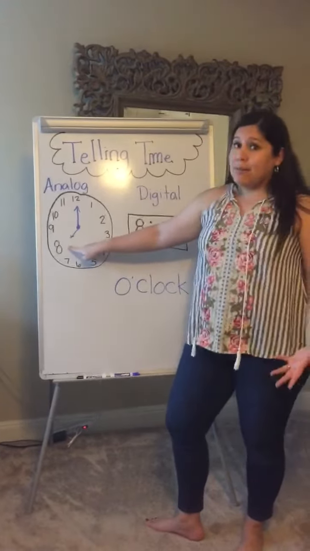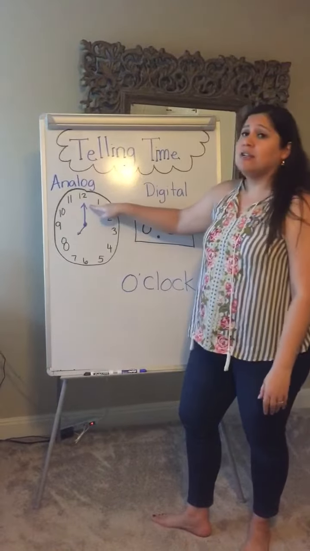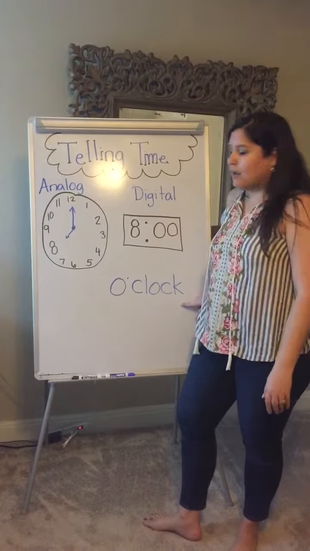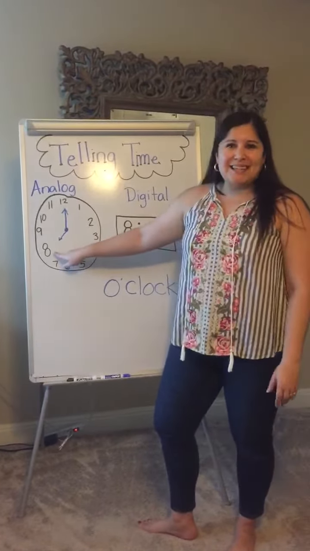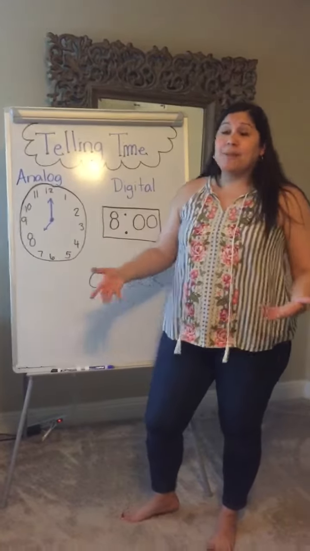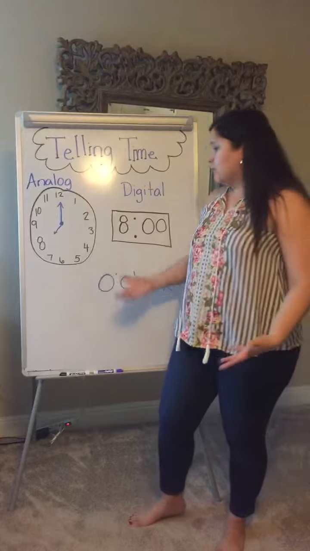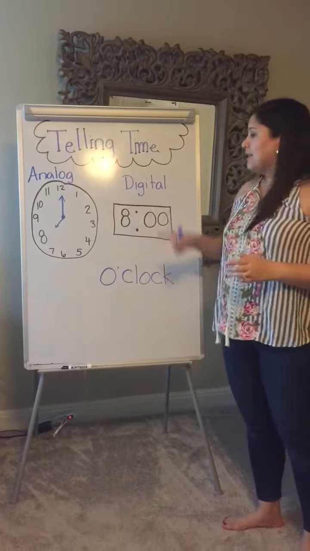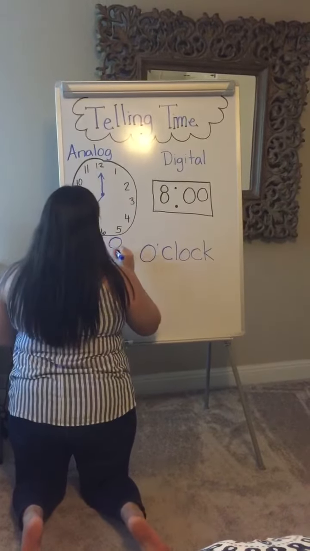So for example, if we were looking at this analog clock, the minute hand is pointing to the 12. When it points to the 12, that means o'clock, okay? And then the hour hand is pointing to the 8, so it's telling us what hour it is. So that means that this analog clock is showing us 8 o'clock. So now I can write my time in with my analog clock, saying that it is 8 o'clock.